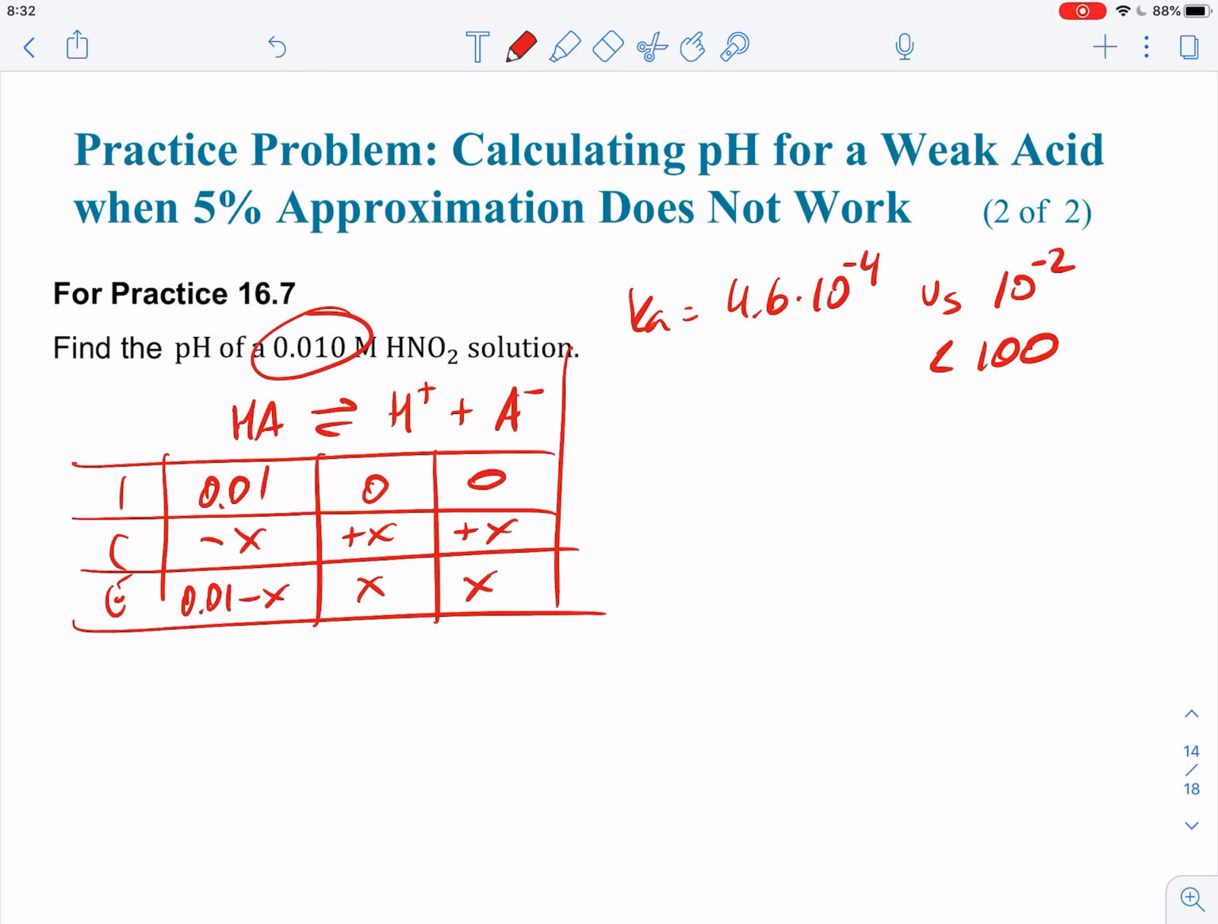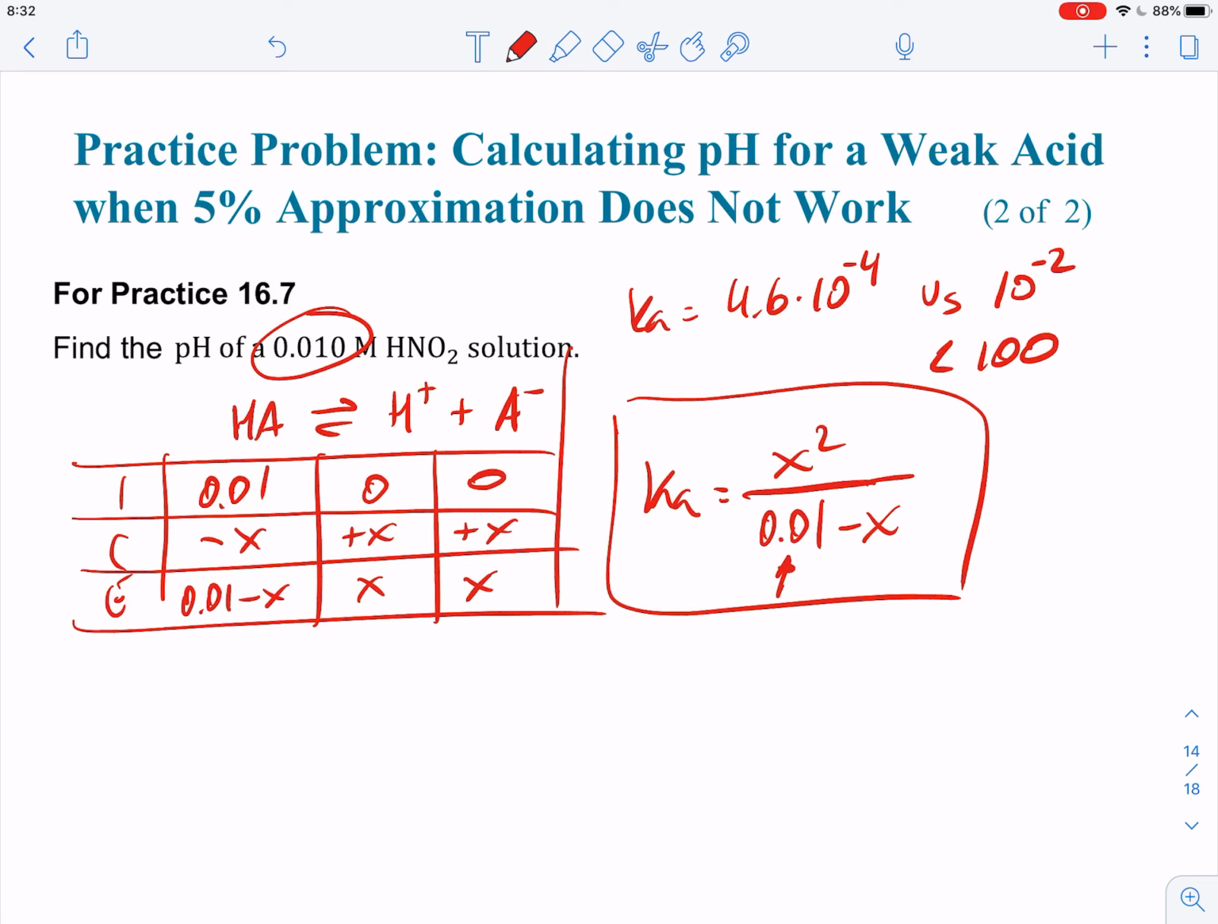So I believe you are starting to see a pattern here. You can always, even without writing the ICE table, come up with the conclusion that Ka is x squared over 0.01 minus x, and this is the initial concentration of the acid. Okay, there would be more complex situations, that I still have to think whether we're going to go there, but this is the basic setup.